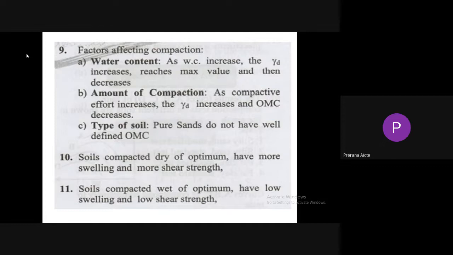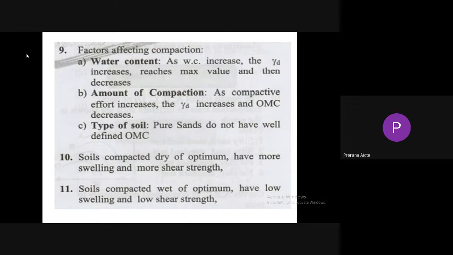The soils compacted dry of optimum have more swelling and more shear strength. Shear strength s equals c plus sigma dash tan phi. So shear strength is directly proportional to effective stress, whereas effective stress is equal to total stress minus pore water pressure. So shear strength is inversely proportional to pore water pressure. As the pore water pressure increases, shear strength decreases. As pore water pressure decreases, shear strength increases.